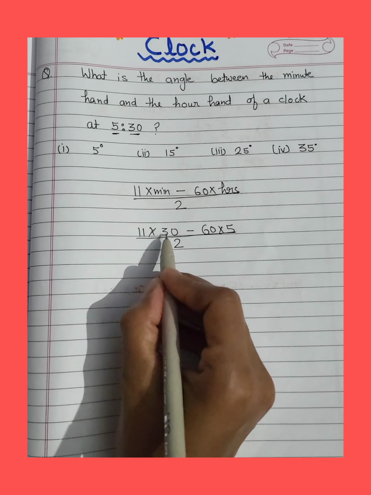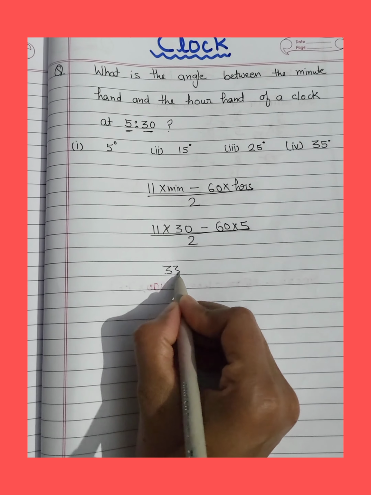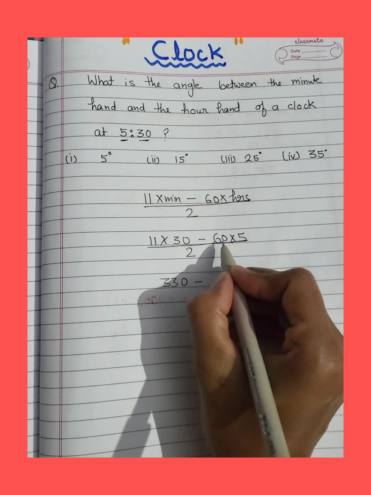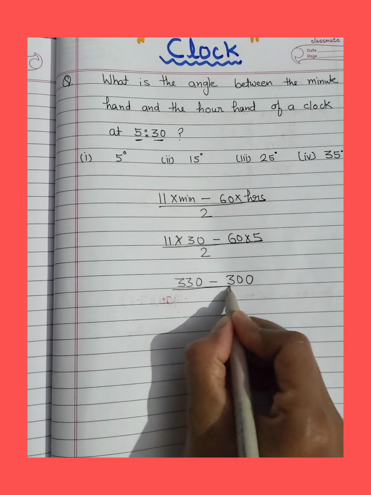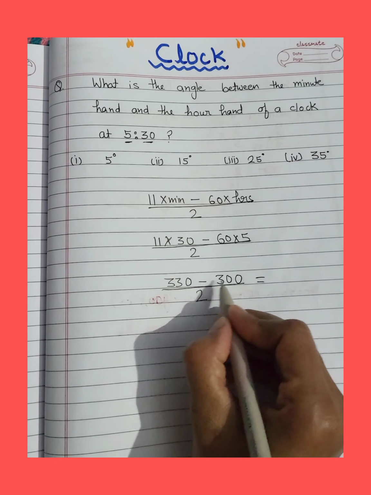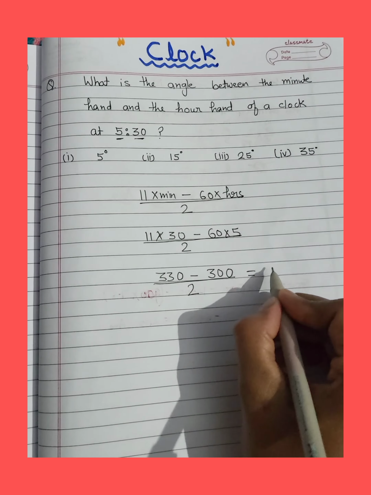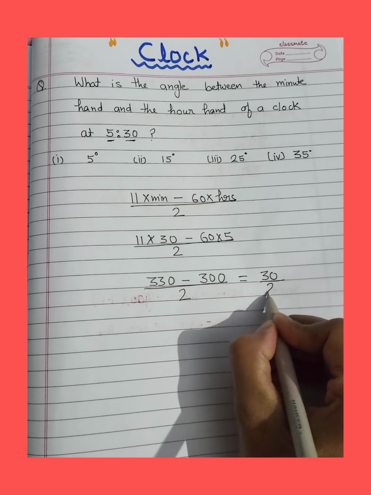Now solve this. 11 multiply 3 is 33, so 0 will be there, 330, minus 6 multiply 5 is 30 and 0 will be there, 300. Now divided by 2. First you will just subtract, 330 minus 300 is 30 degree, and now divided by 2.